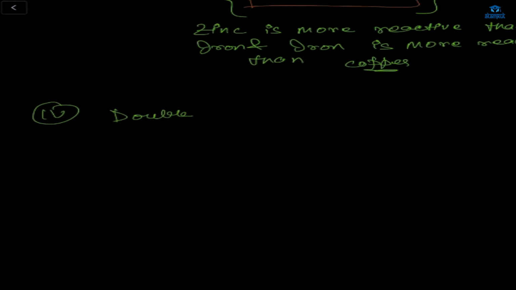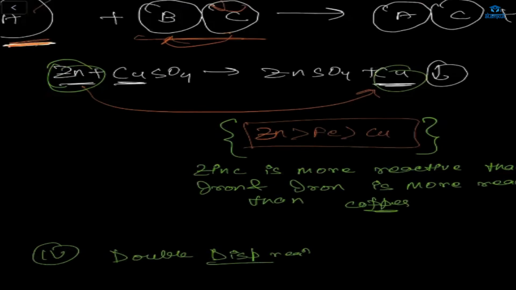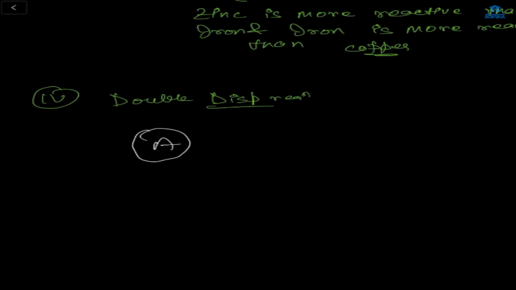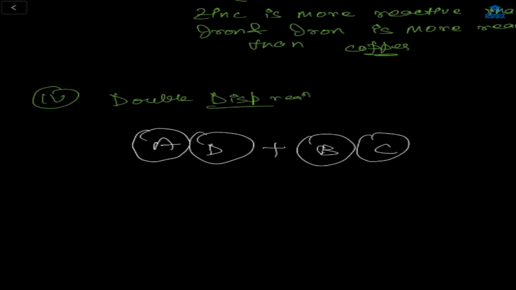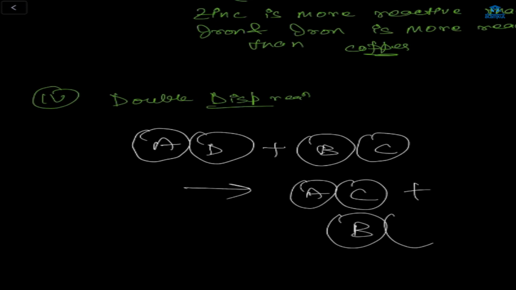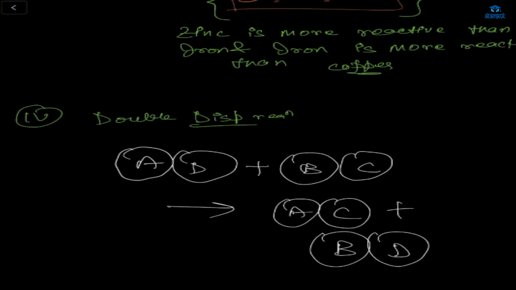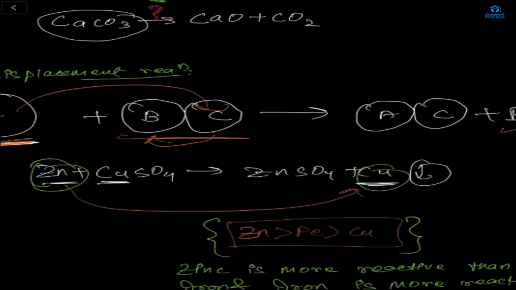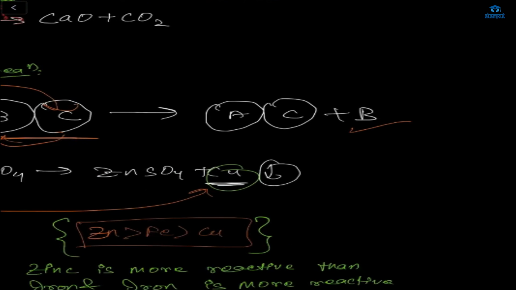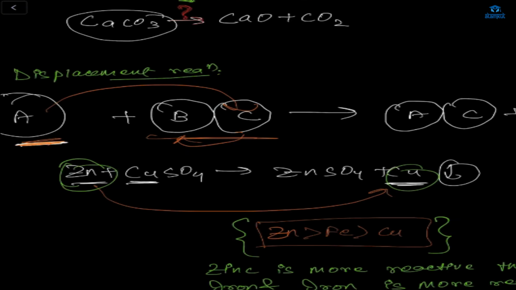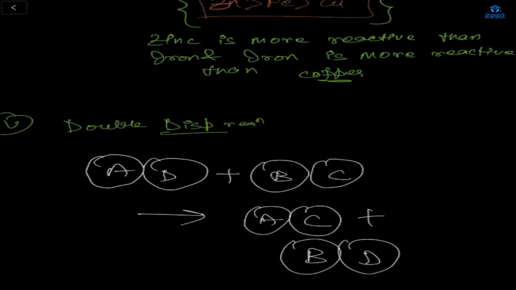Now double displacement reaction means DD reaction. Let's use this short form. Now what is DD? This is my A and this is my D, and this is my B and this is my C. It will become AC plus BD. See here double displacement happens. Here only one A is throwing C out, and A and C are combining. But here AD, BC and then it will be AC plus BD, double displacement.